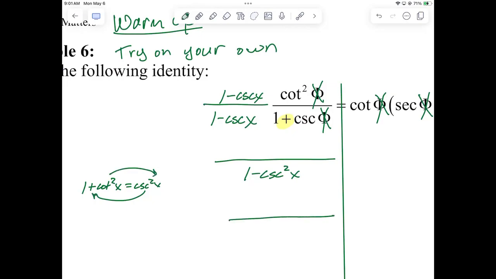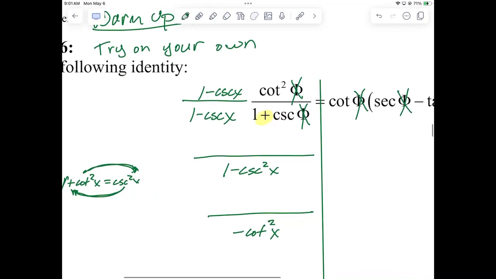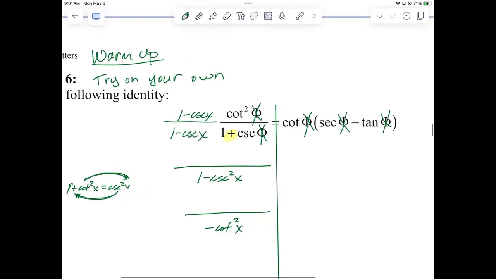Not cotangent squared of x. It should be negative cotangent squared. Y'all see that? I got to bring the cosecant squared over here to get 1 minus, so I got to get the cotangent squared to the right-hand side. It would be negative cotangent squared of x. So that's what I would end up with in the bottom.